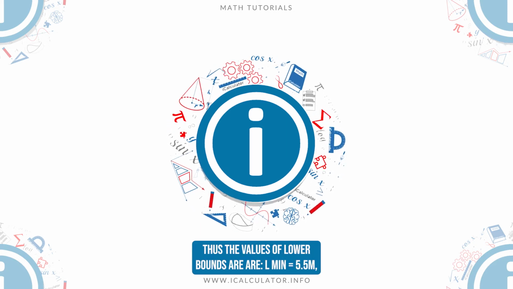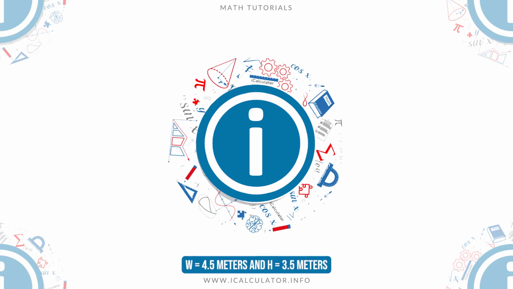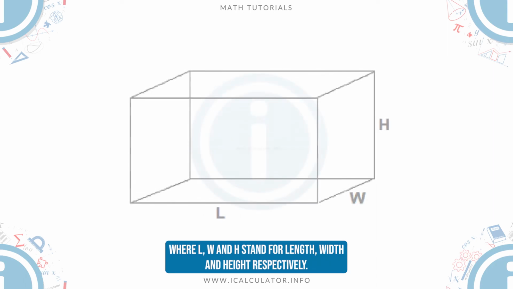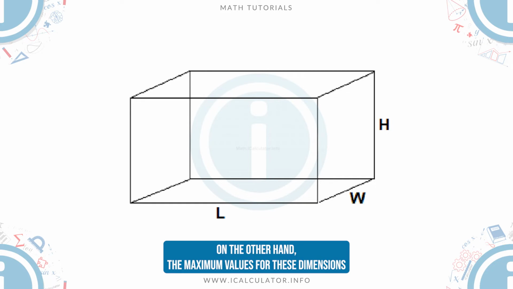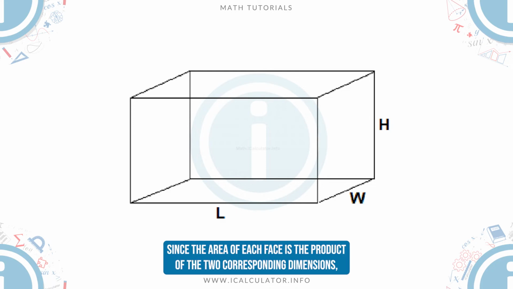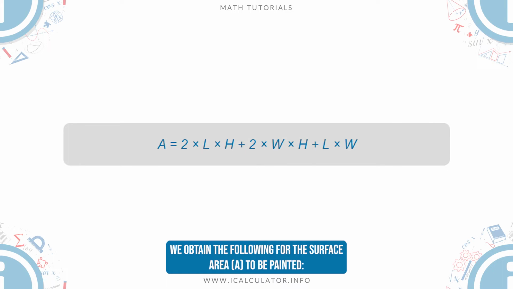Thus, the values of lower bounds are L minimum equals 5.5 meters, W equals 4.5 meters and H equals 3.5 meters, where L, W and H stand for length, width and height respectively. On the other hand, the maximum values for these dimensions are L equals 6.4 meters, W equals 5.4 meters and H equals 4.4 meters. Since the area of each face is the product of the two corresponding dimensions, we obtain the following for the surface area A to be painted.